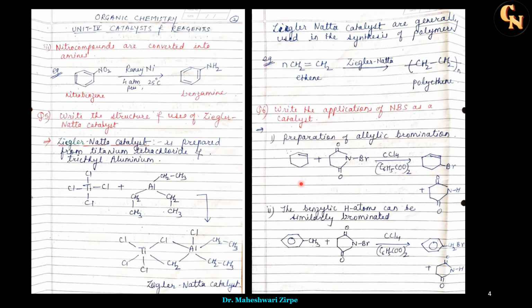This is one of the important questions which can be asked in complete the following reactions. So the next is where benzylic hydrocarbons can be similarly brominated. So here there is no allylic bromination, but the benzene which contains a CH3 group, that is benzylic hydrogen, gets brominated by bromine. So benzene ring, CH2 and Br. So here one of the hydrogens is replaced by Br.